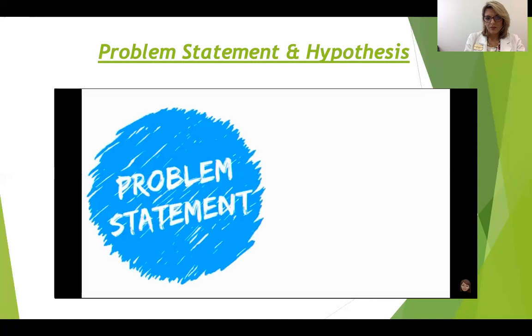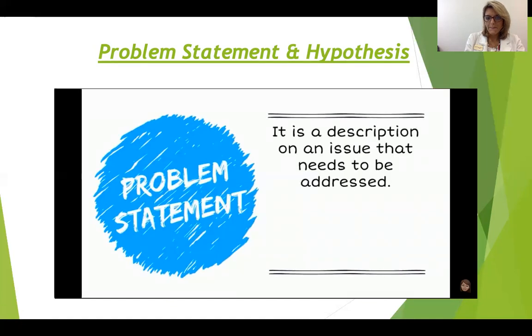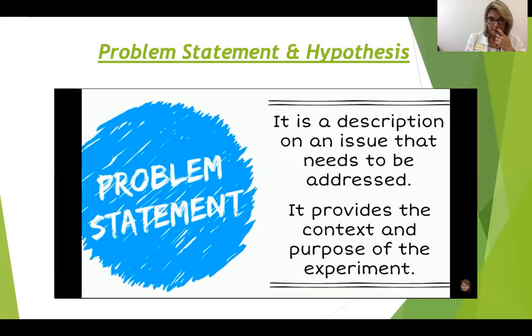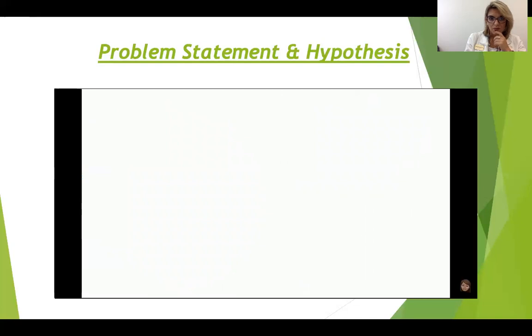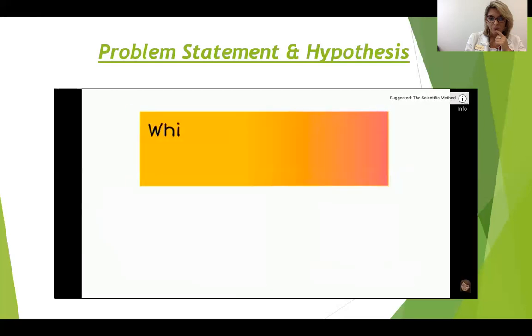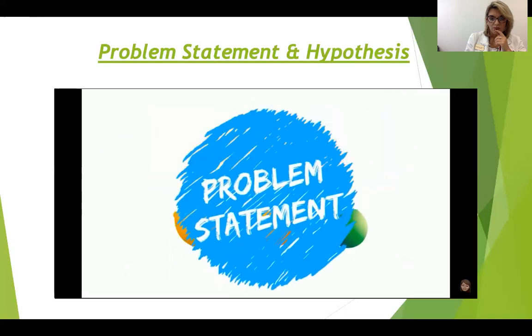Let's begin by defining the problem statement. A problem statement is a description of an issue that needs to be addressed. It provides the context of the research and contains the purpose of the experiment. Let's take the example that we used in our previous video. If you haven't seen it, I'll provide a link in the description box below. We wanted to find out which among the three citrus fruits, lemon, orange, and lime, has the highest content of vitamin C. This is where we will be obtaining our problem statement.